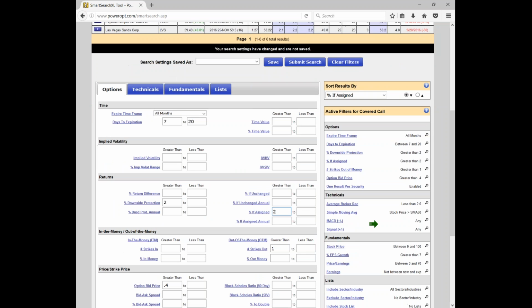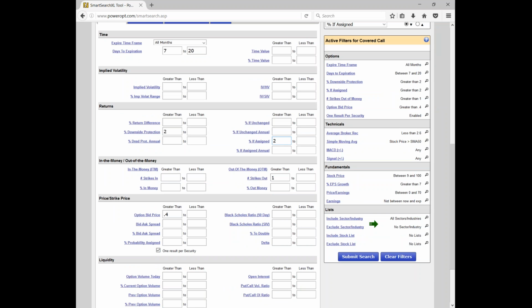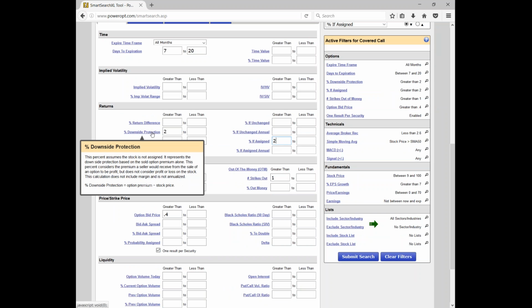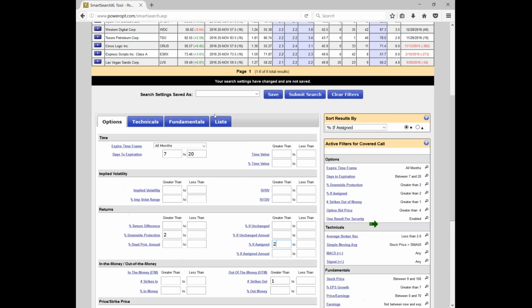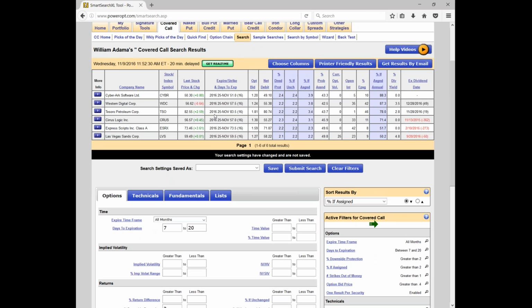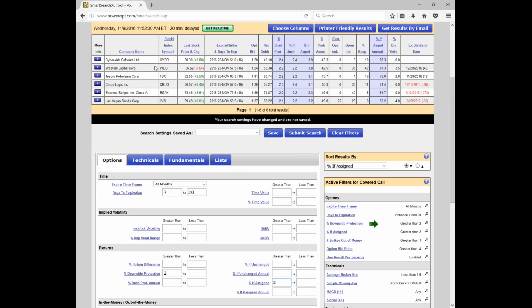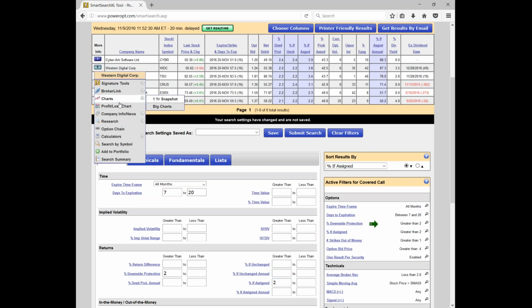Anytime you have a question about one of the available filters in the search, simply hover over the link next to the filter. You'll get a pop-up window that gives you a definition of that particular screen. Now, this is a nice, manageable list. And if I wanted to focus on dividend-paying stocks, we just look at the ones, Western Digital, Tesoro, for example, that pay a dividend. And I'd use the more information buttons here to do further research on the stock, on the option, check out the recent news, and so forth.